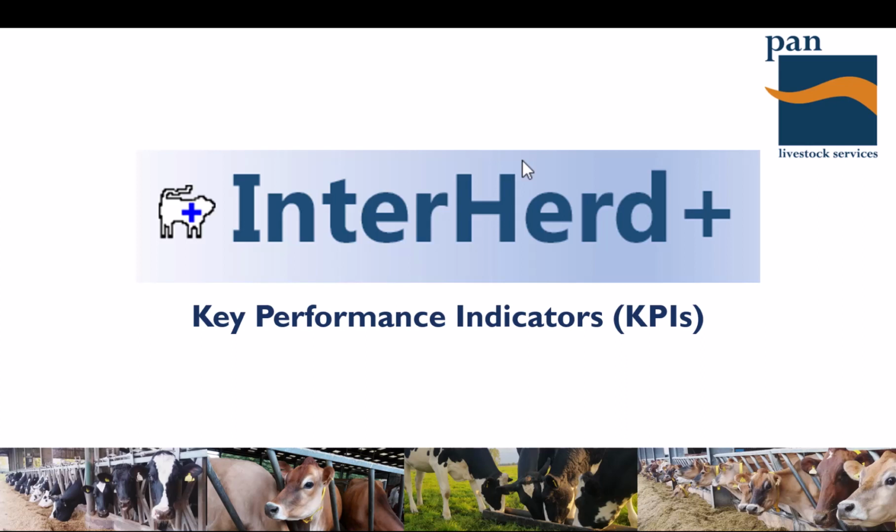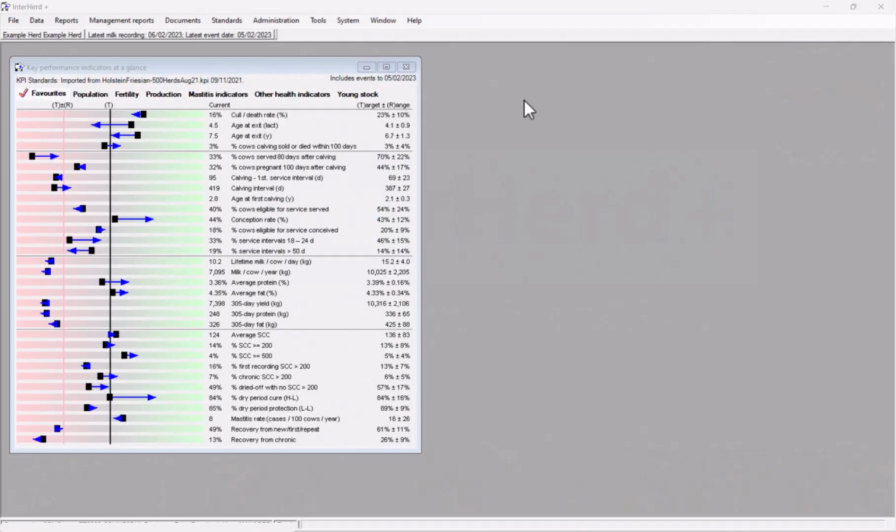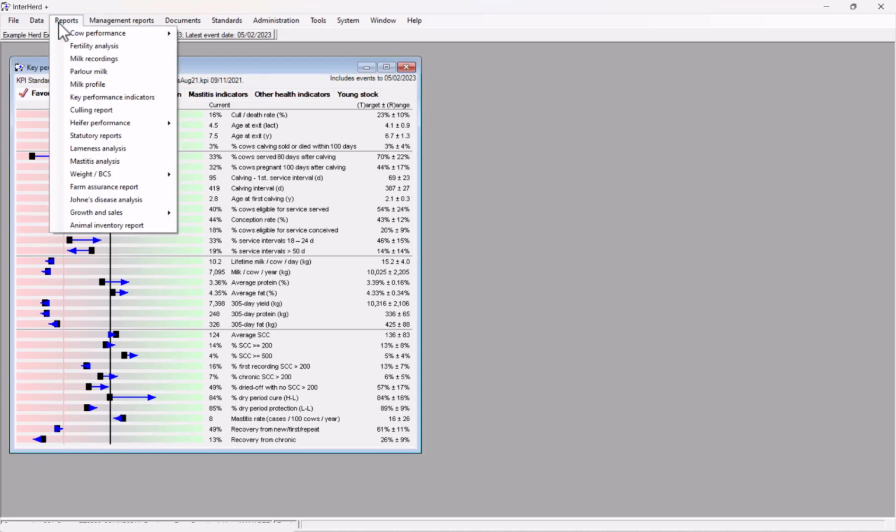Welcome everyone. Today I would like to introduce you to the key performance indicators within InterHerd Plus. The key performance indicators should automatically appear on the InterHerd Plus home screen. However, if they're absent, please click Reports, followed by Key Performance Indicators.